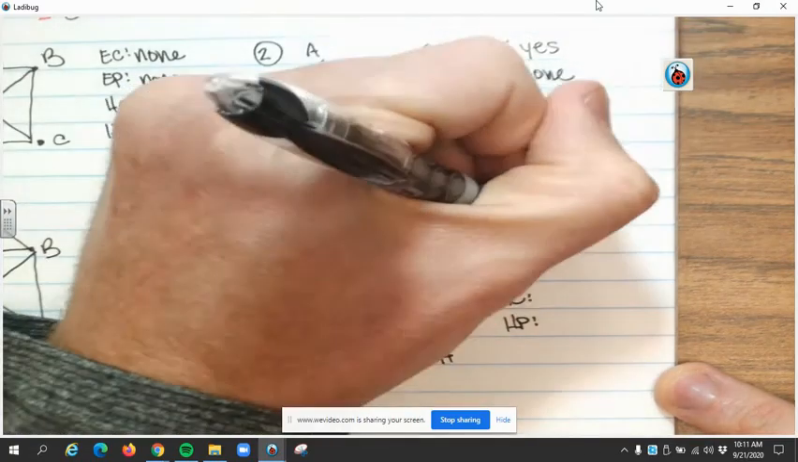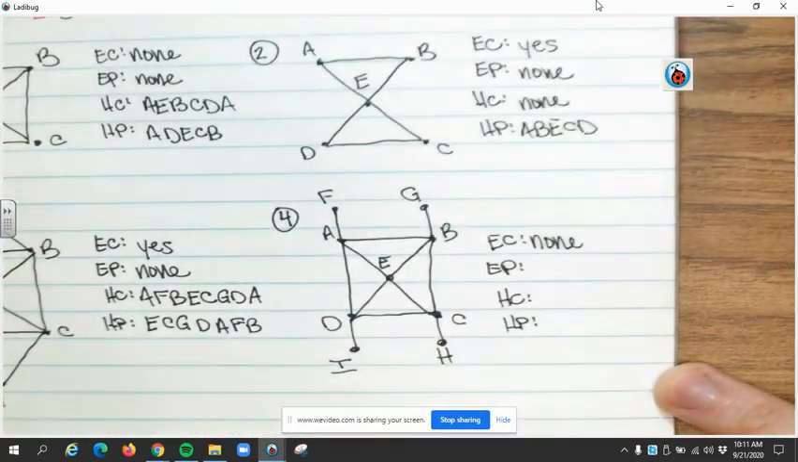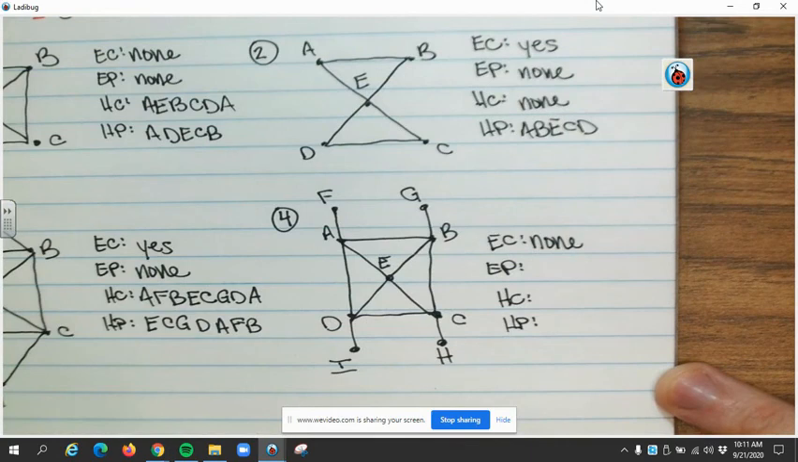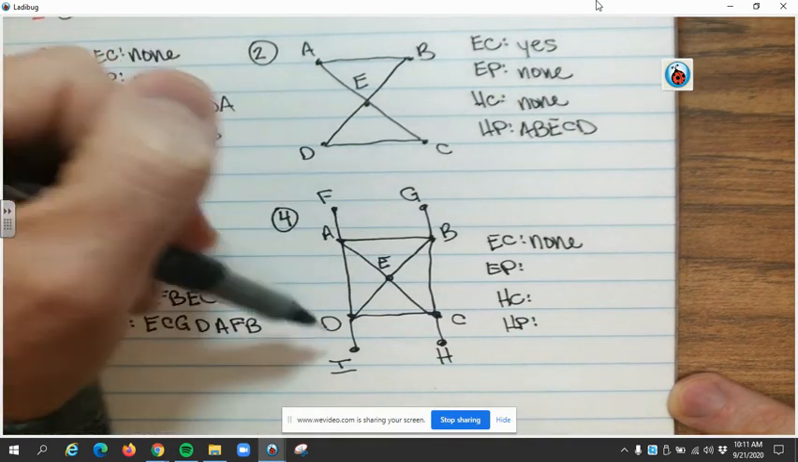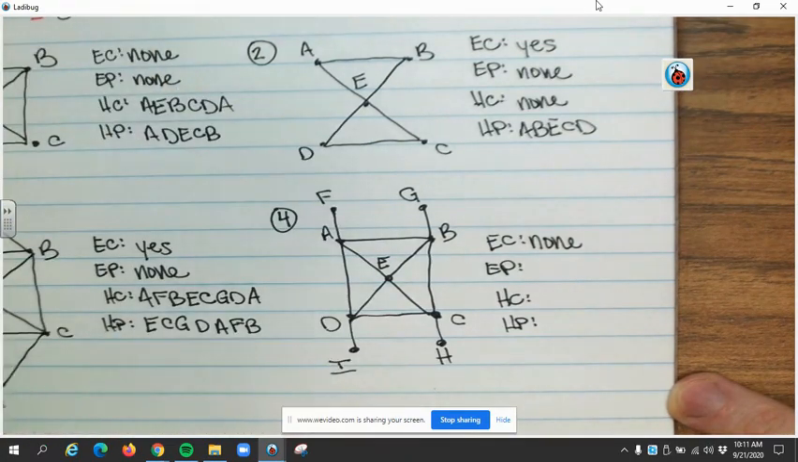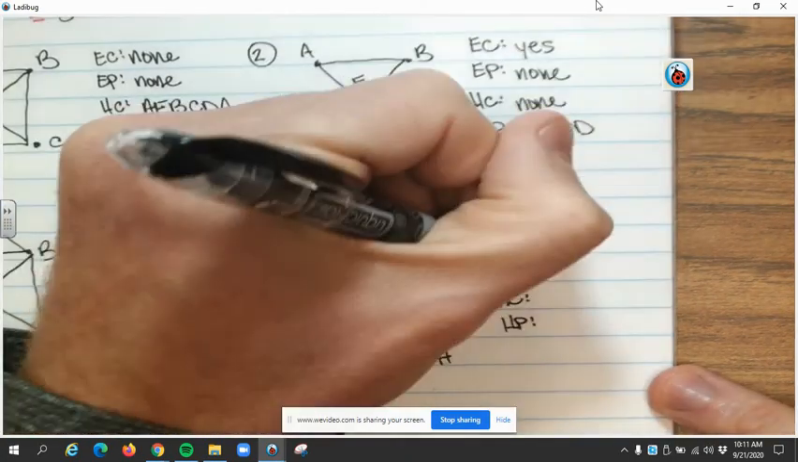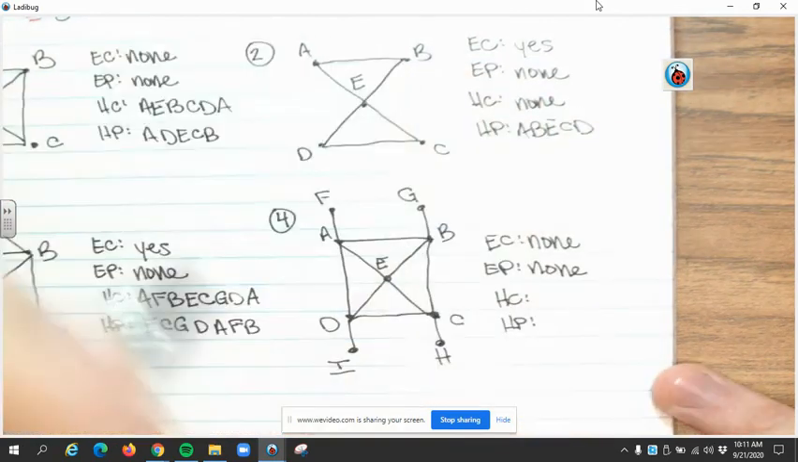So it is not an Euler circuit. Is it an Euler path? Again, no, it is not, because not only is F and G odd, but so is I and H. You have more than 2 odd vertices. So you have no Euler path, no Euler circuit.